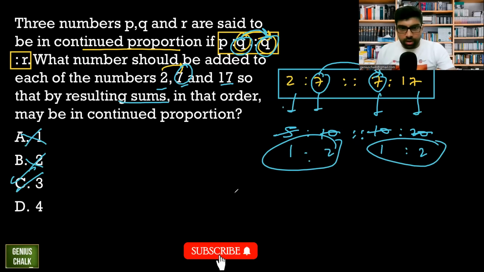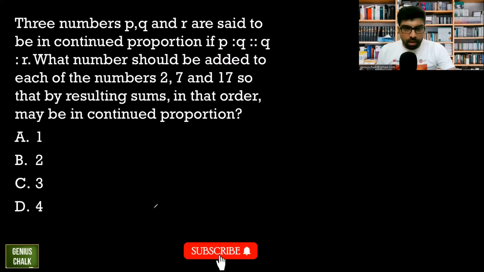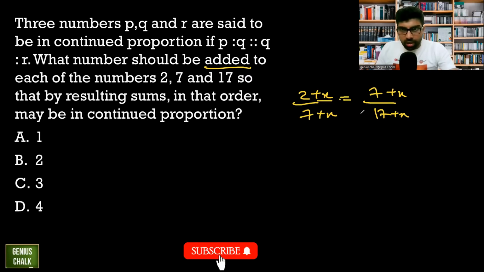So this is the first way to do it. Now I'm moving on to the second way, which may be a learning for you. If you have not learned that method before, it's a very good method. It's a ratio method. We know that 2:7 must be the same as 7:17. Traditionally, what we do is say what number should be added: 2 plus x, 7 plus x, so that 7 plus x, 17 plus x, and then cross multiply. It will take time. We can definitely get the answer, but it will be a quadratic equation.